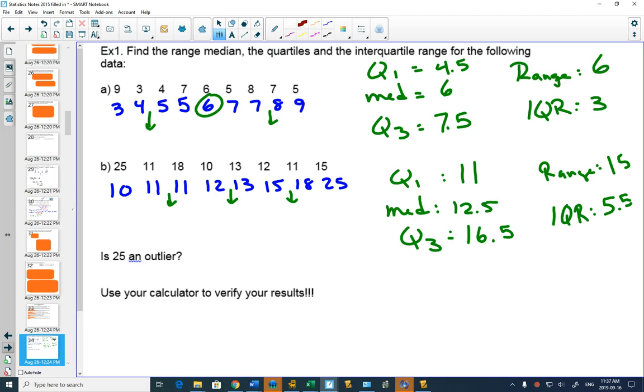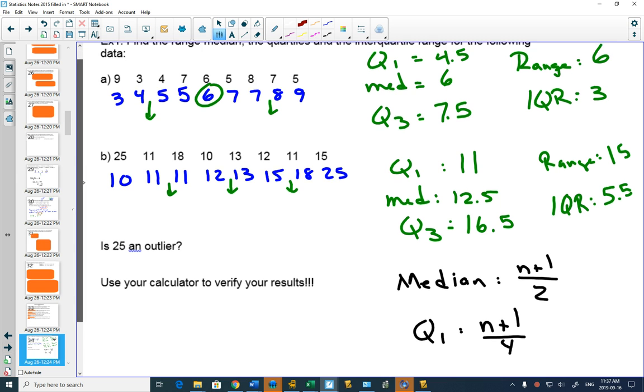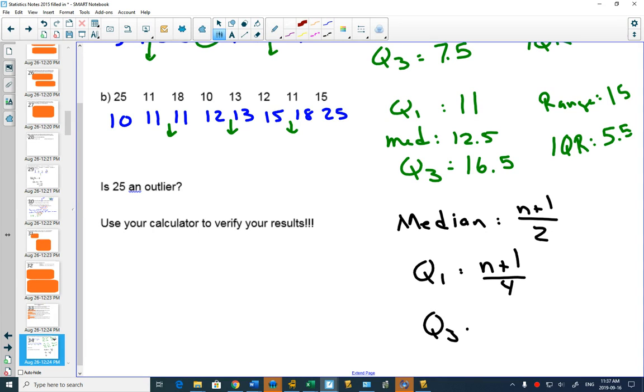Remember how I gave you a little formula for the median to be n plus 1 divided by 2? You could also use a similar formula for quartile 1. N plus 1 divided by 4. And quartile 3 is just 3/4. So if the first quarter is n plus 1 divided by 4, 3/4 would be 3 of those.